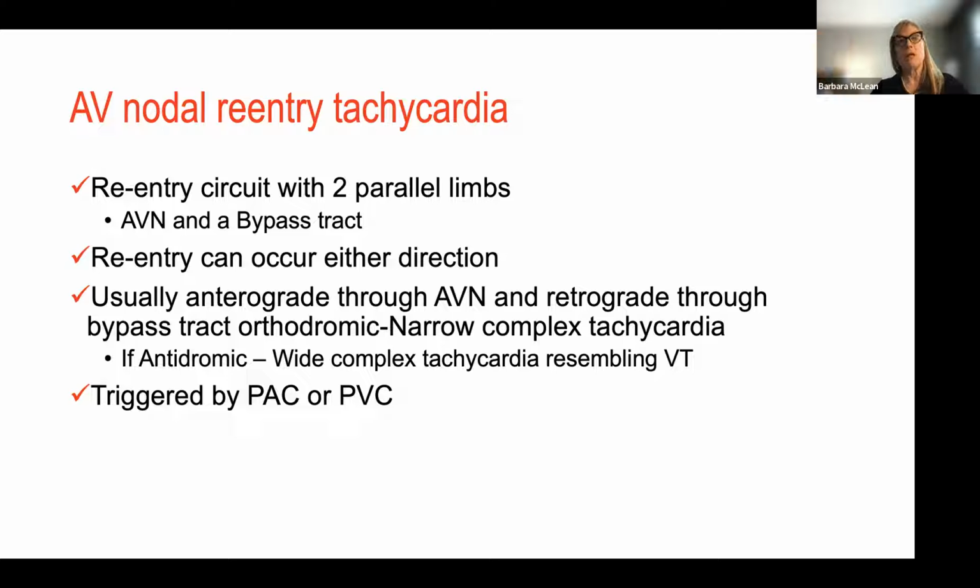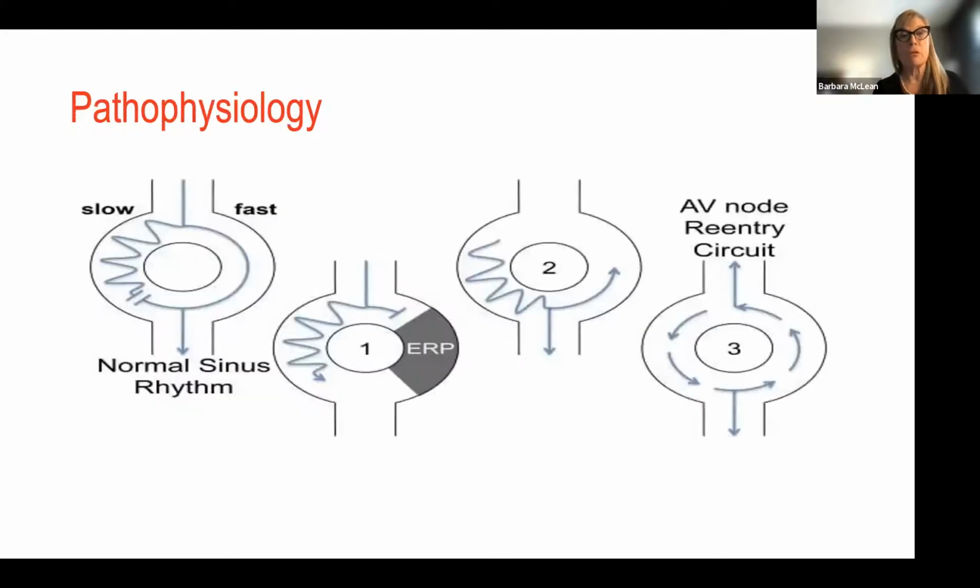move retrograde, you usually do that through a bypass tract. That's also called orthodromic narrow complex tachycardia. So if it's antidromic, that means that you have a wide complex tachycardia that looks like VT. But remember, if you treat this like it's VT, other than cardioversion, you may cause very significant and profound deterioration.